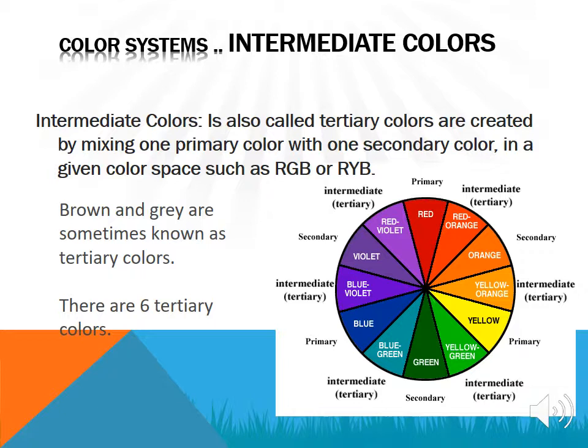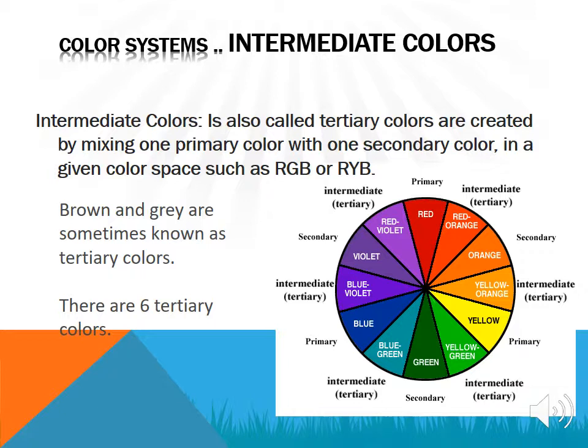Red-orange, on the other hand, is a mix of primary color red with secondary color orange. So red-orange is also an intermediate color or tertiary color. Yellow-green is a color mixed by green, which is a secondary color, and yellow, which is a primary color. So yellow-green is also an intermediate color or tertiary color. Same for blue-green and blue-violet, they are both intermediate colors or tertiary colors.